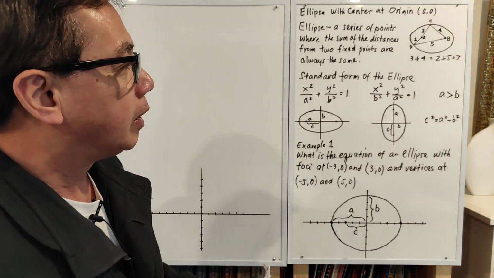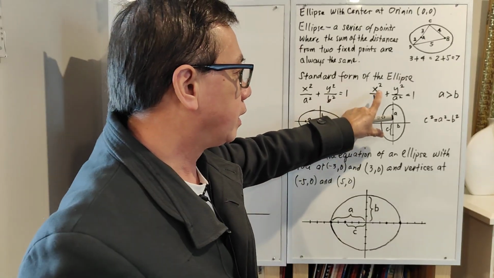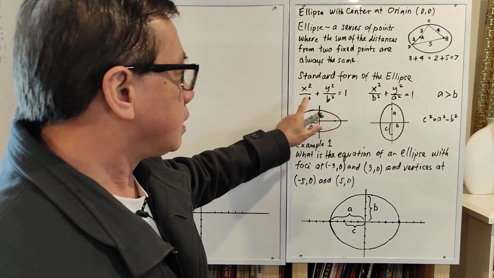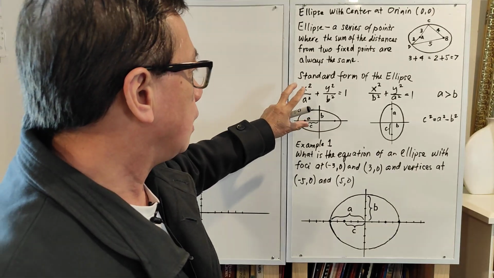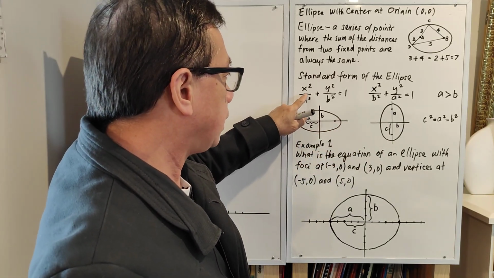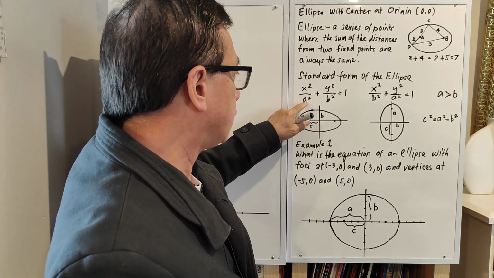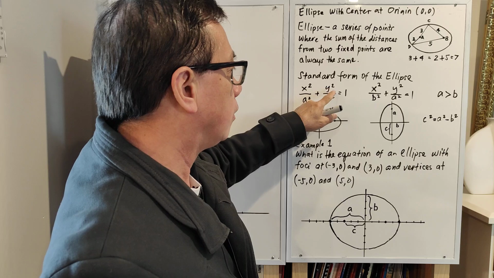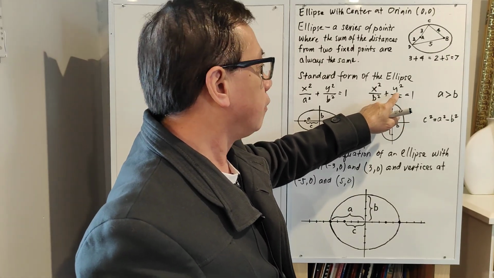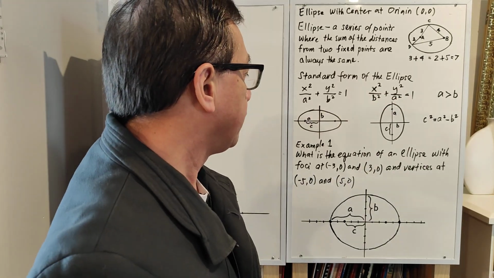Now the standard form of the ellipse: this is for the horizontal ellipse and this is for the vertical ellipse. A is greater than B. The difference between the horizontal and the vertical: for the horizontal, the denominator under x squared is greater than the denominator under y squared. For the vertical, the denominator for y squared is larger than the denominator for x squared.